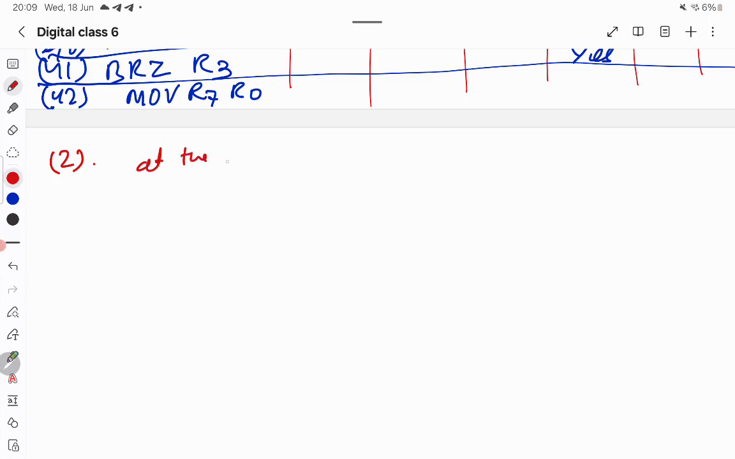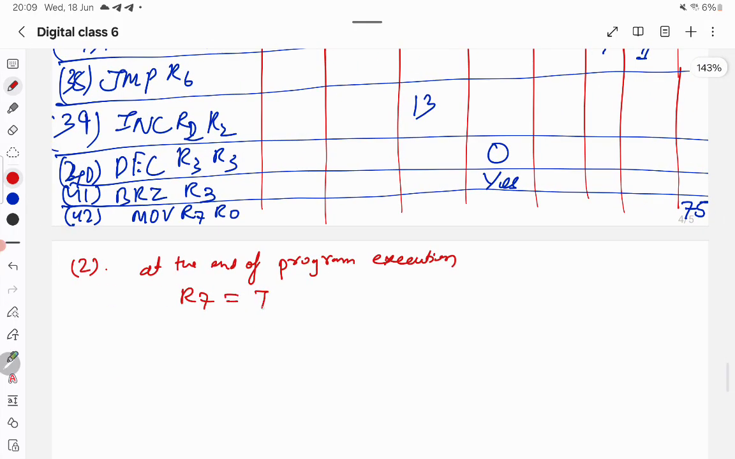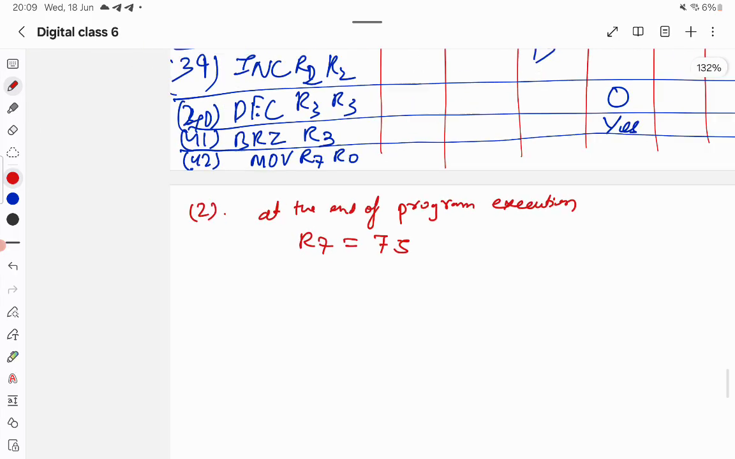So at the end of program execution, what is the value of R7? 75. You will write 75. 75 is the value of our register R7 at the end of program execution. Can I see the whole map? Yeah.